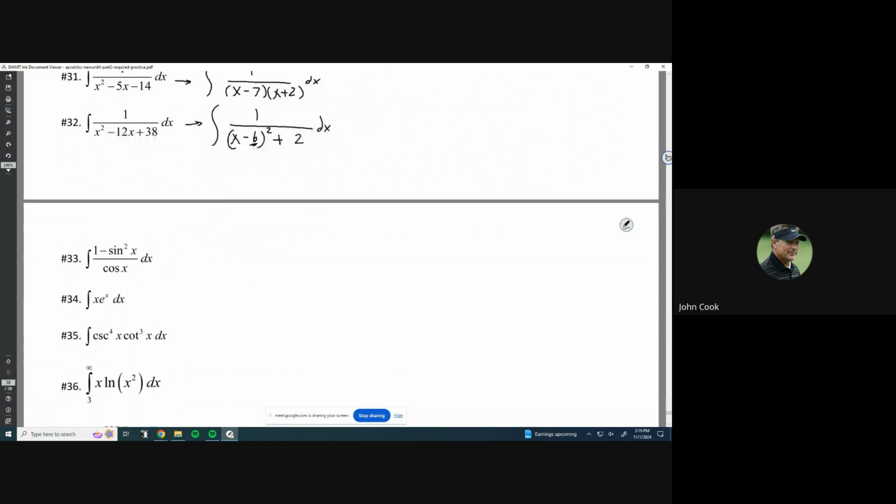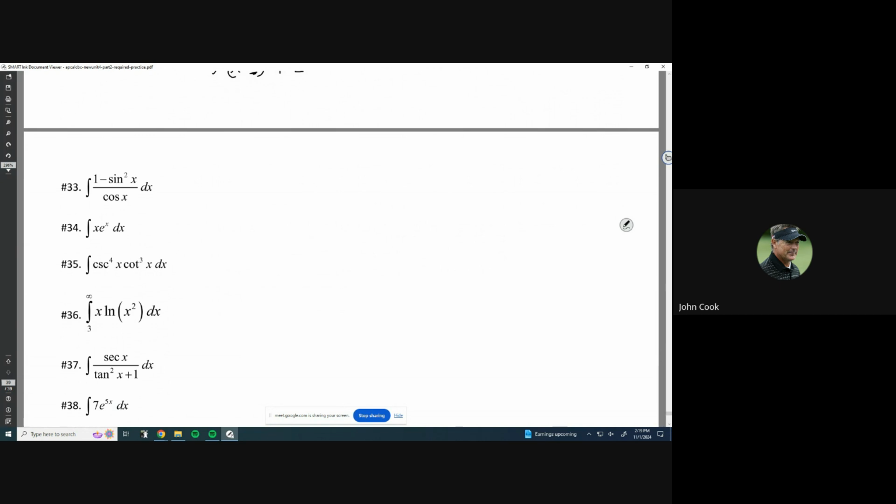33. So first thing that I would do is recognize that 1 minus sine squared is an identity. So I would just think to myself, well, what happens if I turn that into cosine squared? So then if I turn it into cosine squared, it's really easy, right? Because cosine squared over cosine just reduces down to cosine. And then you see what I'm talking about? It's just like a memorized rule for that one.